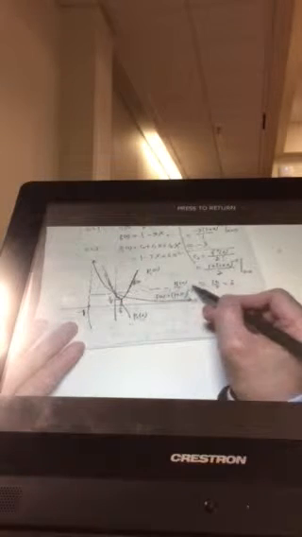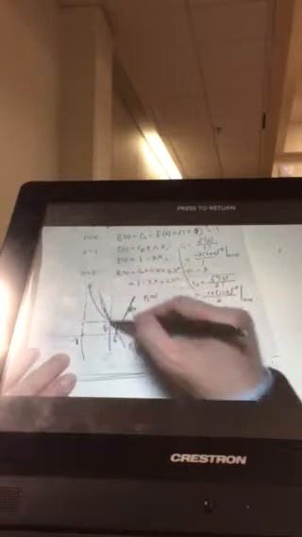Okay, so this is p sub 0. This is p sub 1, and this is p sub 2. And this is f of x. All right, so that's the graph.